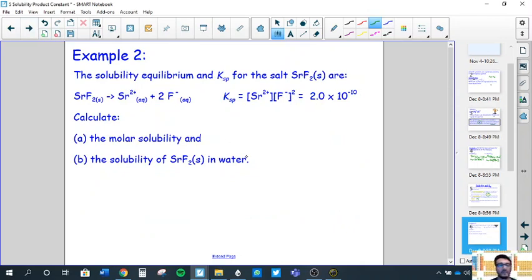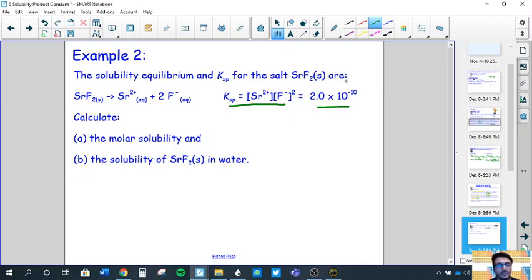Okay, first example here. I'm going to switch screens over to solve this, but before I do that, let's look at the question. So the solubility equilibrium, or Ksp, for this heterogeneous system is given to us here. We actually have a Ksp expression, although that wouldn't be hard to figure out from the balanced equation. And we have a Ksp value of 2 times 10 to the negative 10.